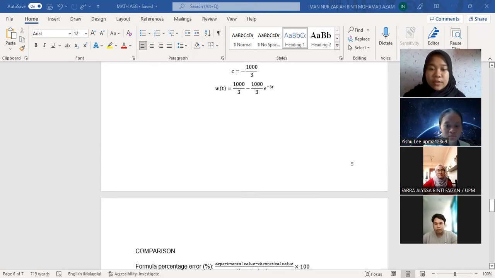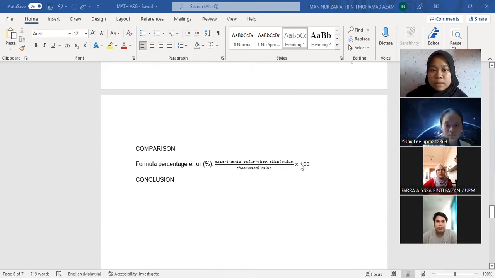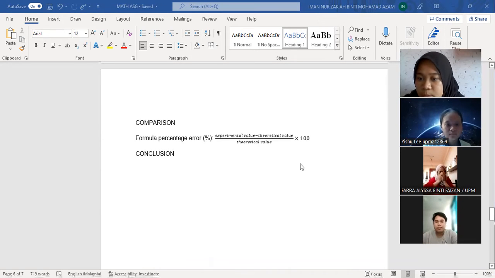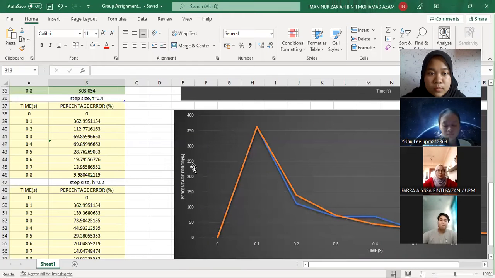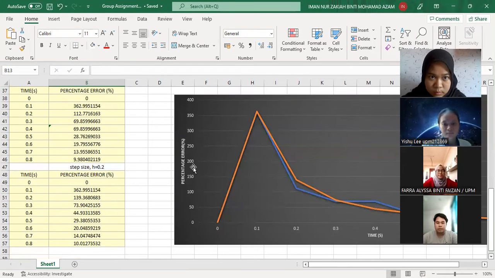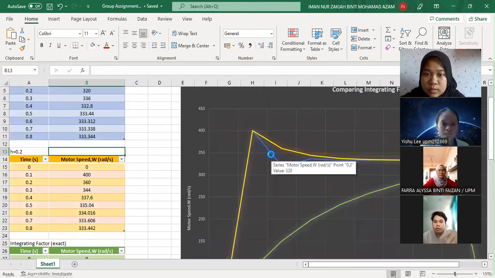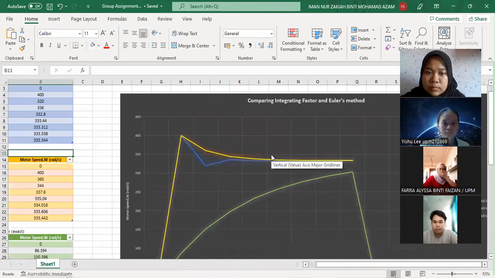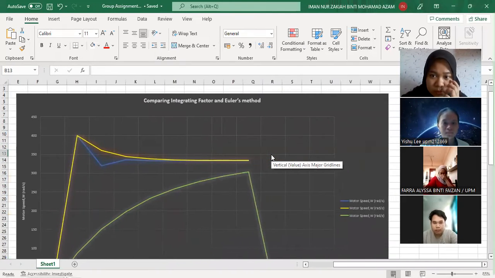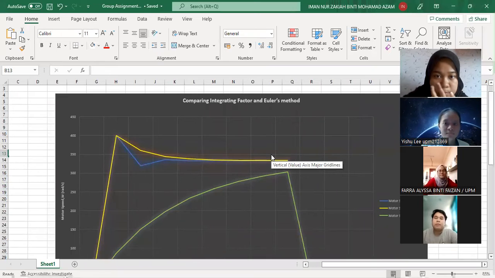So Islan, you can continue your part. Yeah, can you show the graph for the comparison? Yes. The top one. So scroll to the top. Okay. Okay, with the table.